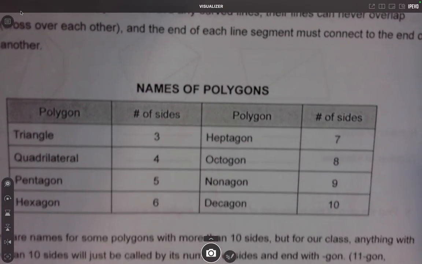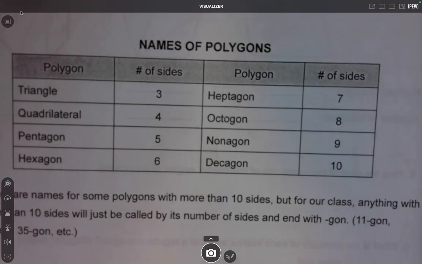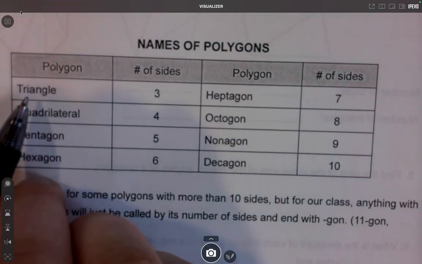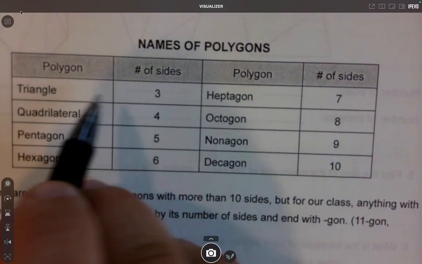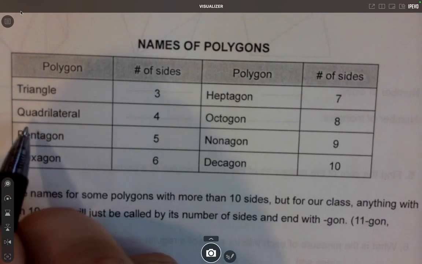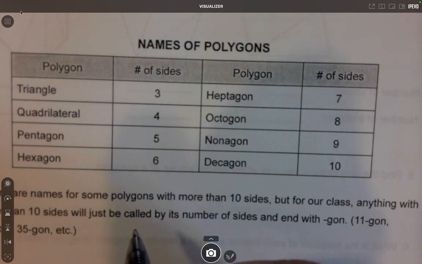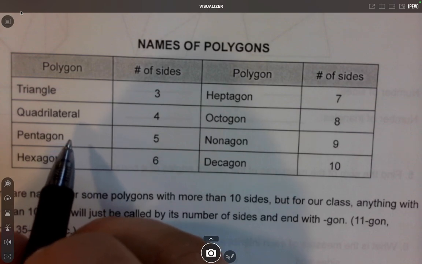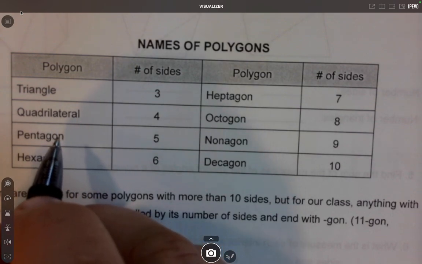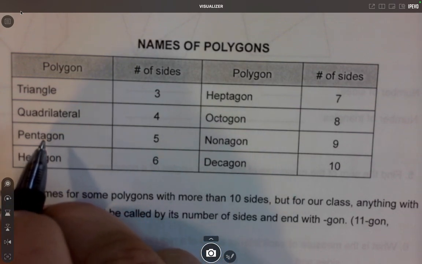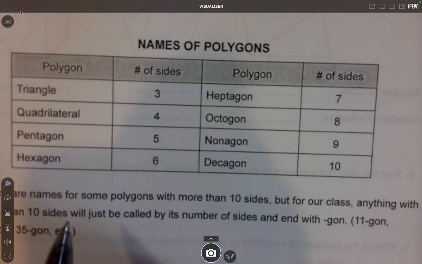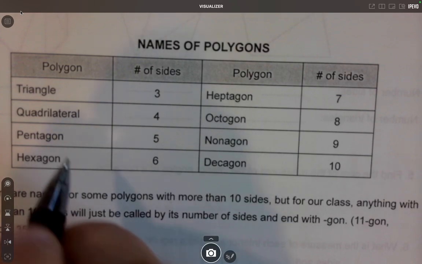So now we'll talk about names of polygons. You should be very familiar with triangle and quadrilateral. And the prefixes do help you know the number of sides. Tri, 3, quad, 4. And if you've not heard of it before, the Pentagon is a building near DC. And the Pentagon is a building that has 5 sides. It's one of the buildings that was attacked back in 9/11.